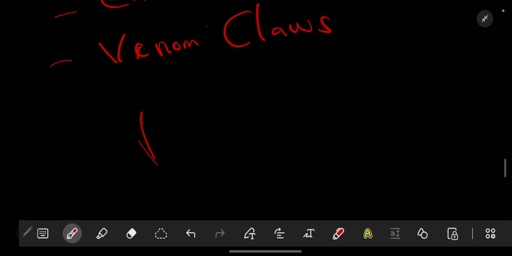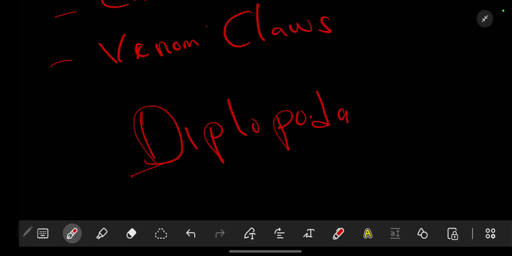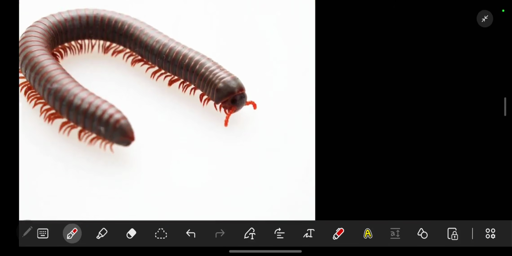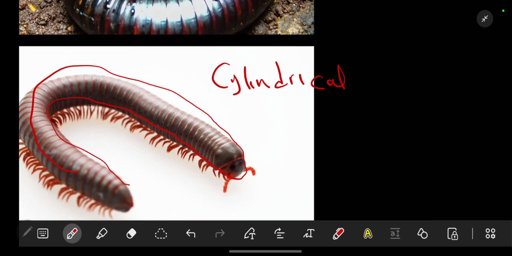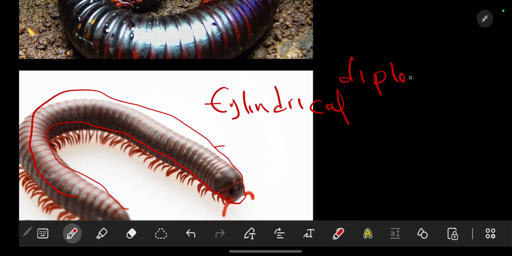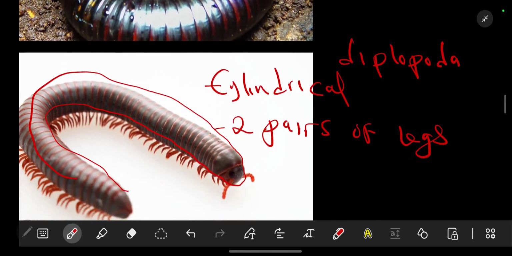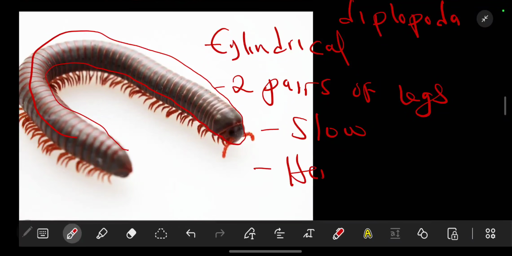Now, on the other hand, when we look at our Diplopoda, number one, it is cylindrical. Diplopoda is this one, and you can see that it resembles a cylinder. That's number one, for the body shape. For the other one, the body shape was flattened. The other thing is that Diplopoda, di means two. So this one has two pairs of legs, like that. Diplo means two. They are relatively slow as compared to the centipedes. They are herbivores, meaning they eat plants.